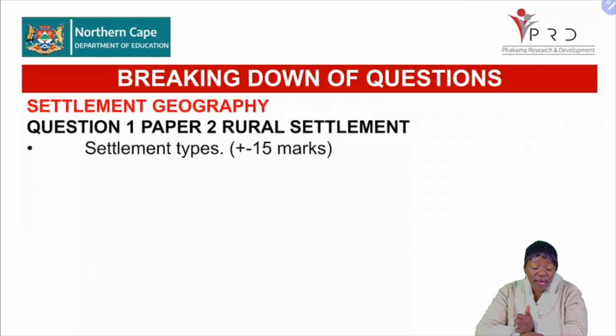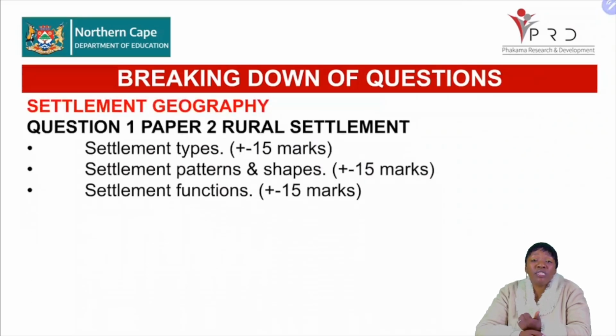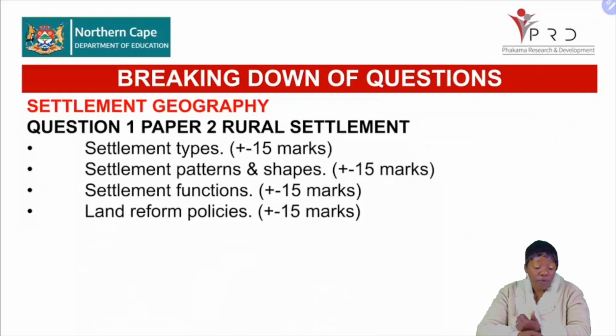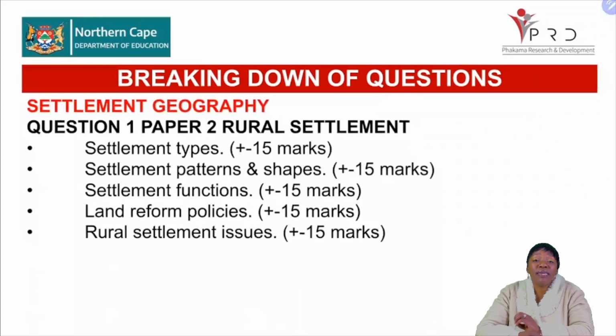You can have there plus or minus 15 marks. Also, you should expect questions such as your settlement patterns as well as your settlement shape. Remember, there's a difference between a pattern and a shape. Then thirdly, you should expect questions such as your settlement functions, and also your land reform policies, plus or minus 15 marks again, and then your rural settlement issues, plus or minus 15 marks again. So for your question 1, you will have a total of 60 marks.